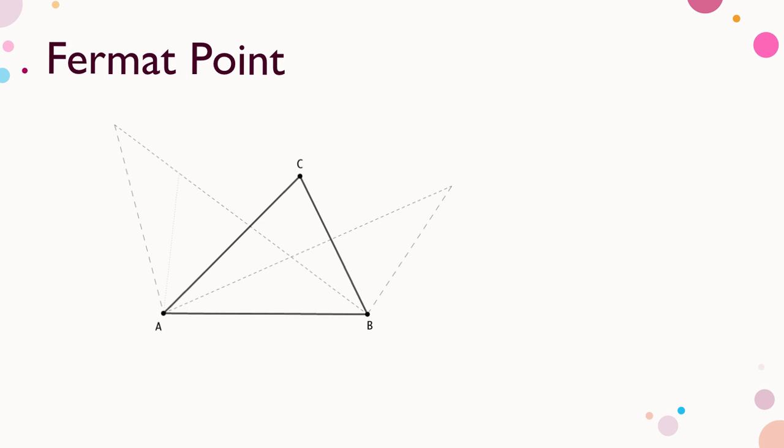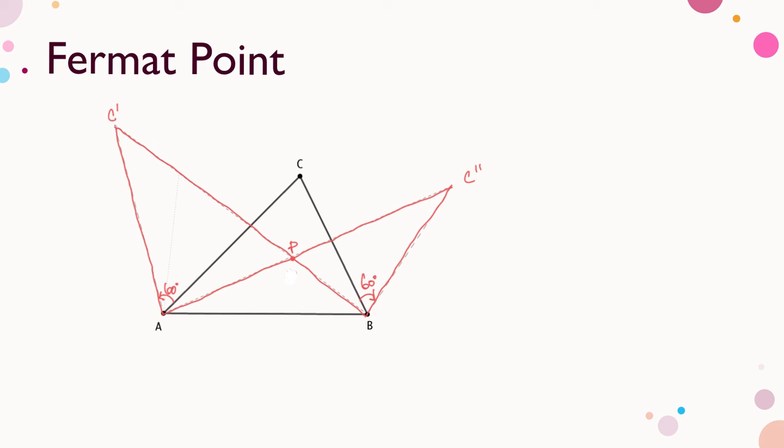Now, let me redo the process of finding P. Rotate AC about A with 60 degrees to AC'. Join BC'. Rotate BC about B with 60 degrees to BC''. Join AC''. P is the intersection point.